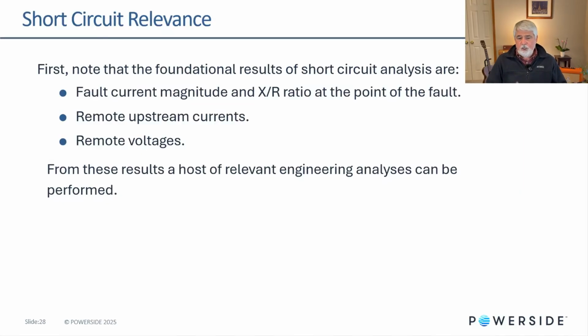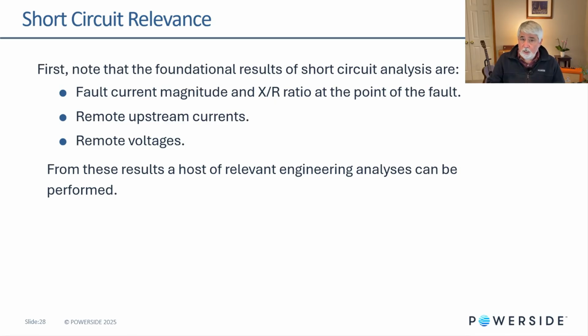First, again, let's note what the key metrics are. The key values coming out of short circuit analysis are the fault current magnitude and the X/R ratio at the point of the fault. But in addition, if we perform a fault and we calculate the rest of the network conditions, we'll also be able to obtain the upstream currents and the remote voltages.